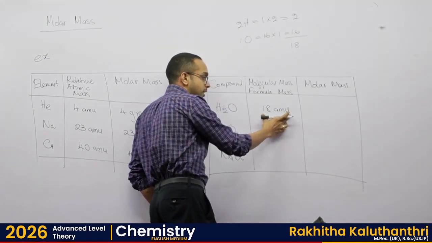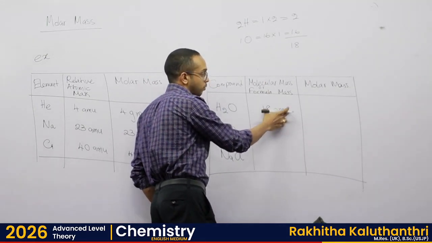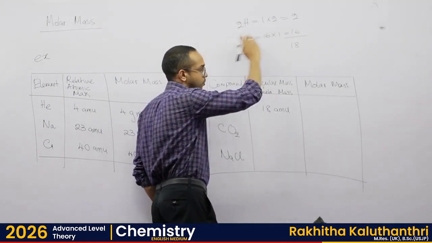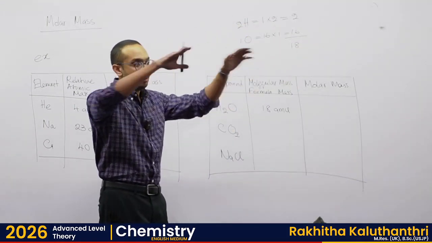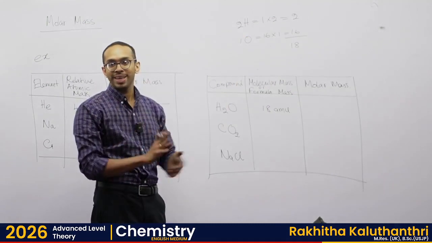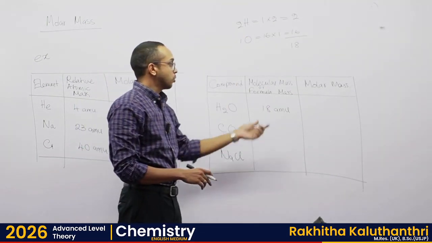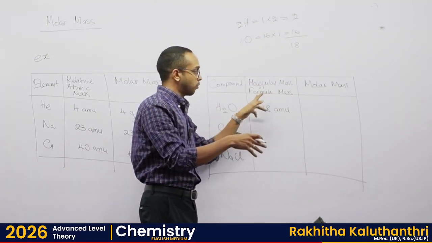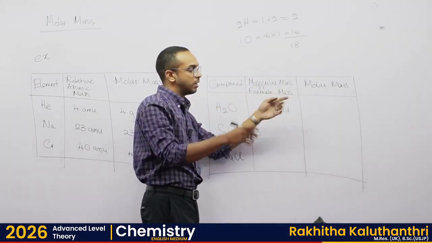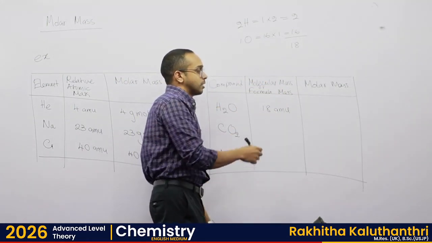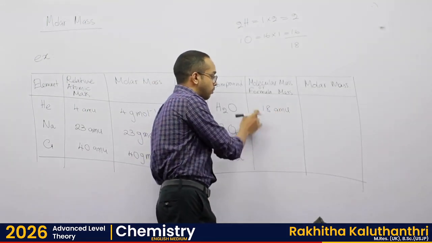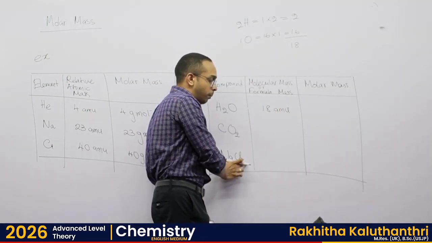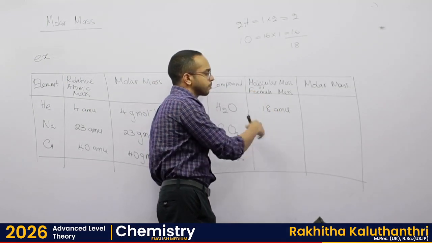So this is the formula mass. Formula mass is basically an umbrella term for any compound's mass. So formula mass includes molecular mass as well. Molecular mass or formula mass can be used for molecules, but for compounds you always use formula mass only.